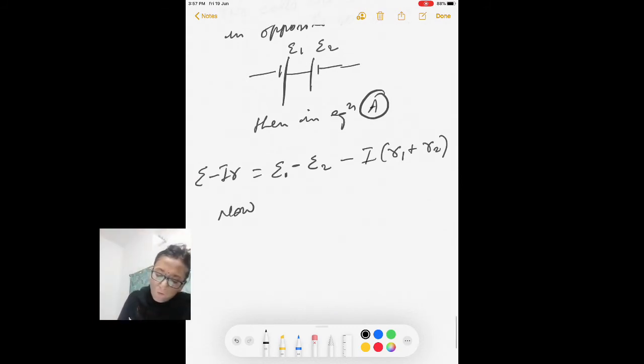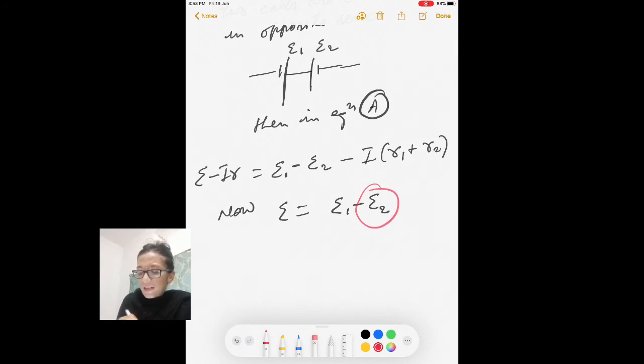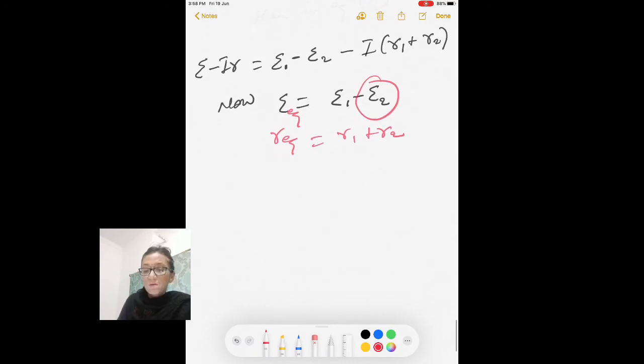So now EMF comes equal to E1 minus E2. The cell which is with opposite polarity is written with a negative sign, and rest things are same, meaning R equivalent is same, R1 plus R2.